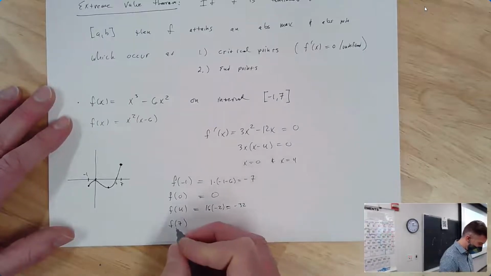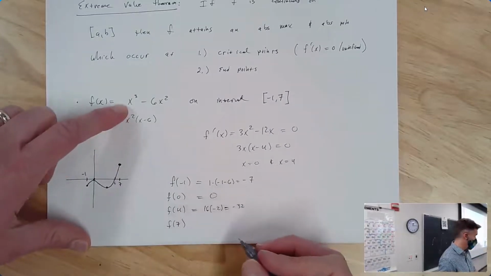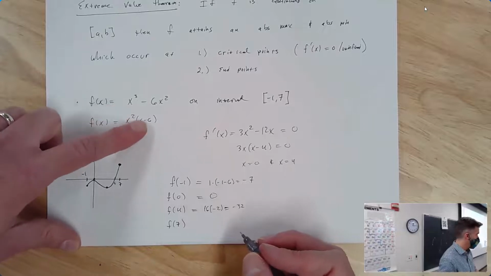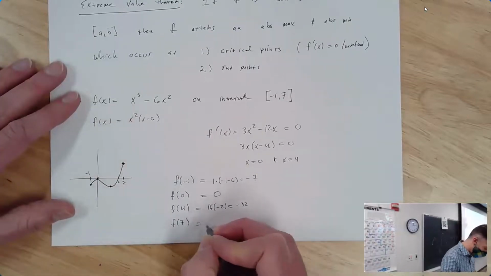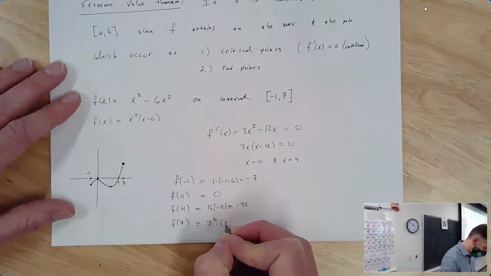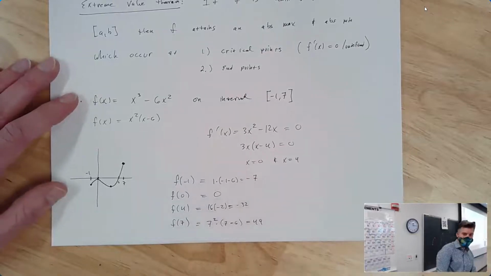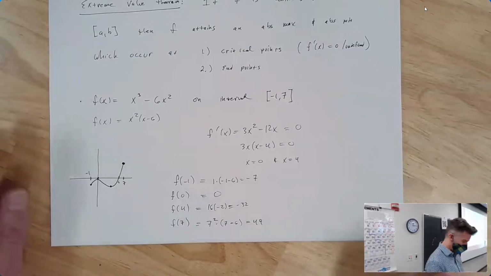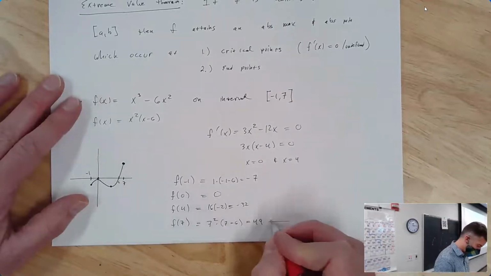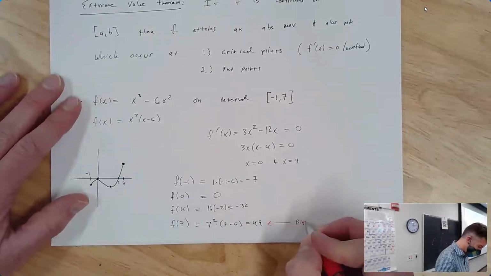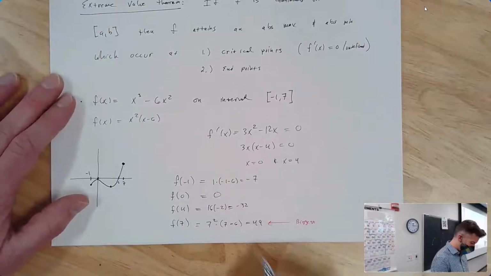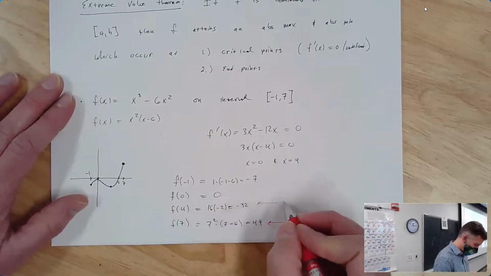And then f of 7, again, 7 cubed, I definitely don't want to do. 7 squared times 7 minus 6 is much easier. 7 squared times 7 minus 6, which is just 49. And then we just get to ask, okay, which one's the biggest? Well, 49. That's the biggest. Which one's the smallest? Negative 32.